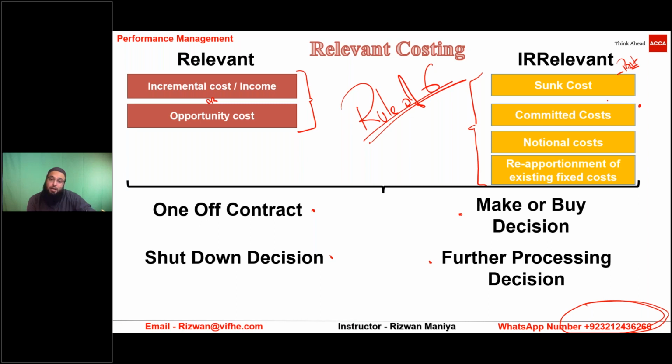Committed cost will be paid in future. Will be paid in future, but the commitment to pay the particular thing, the commitment has been done in past.